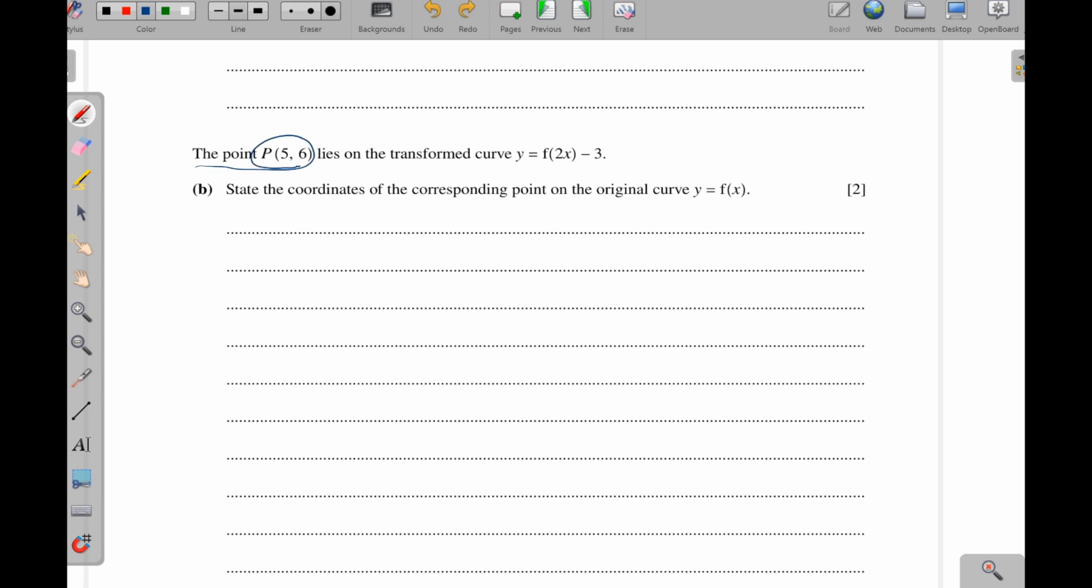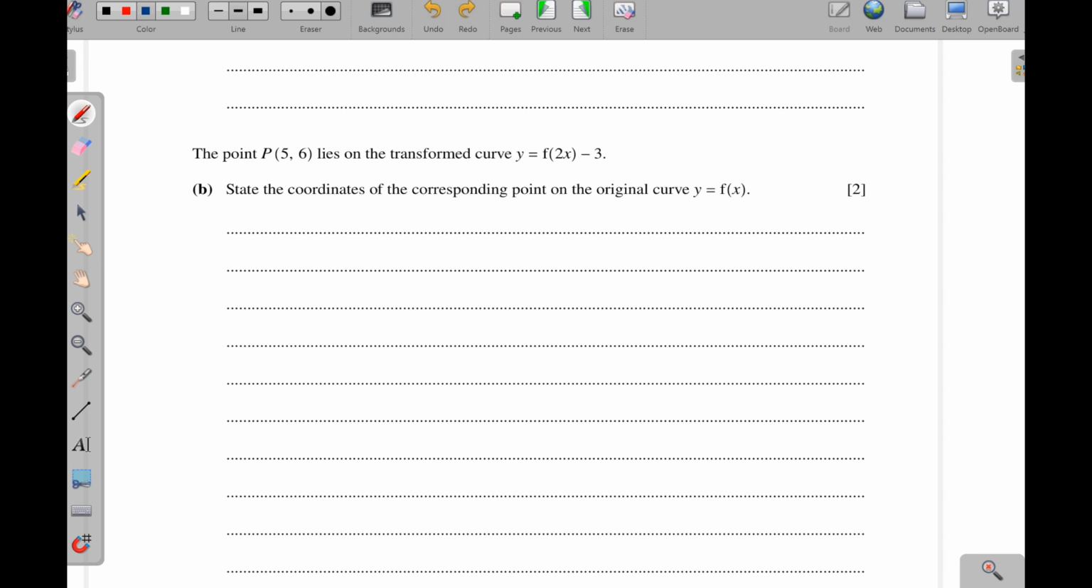Then the point P, which is (5, 6), lies on the transformed curve. Part B: State the coordinates of the corresponding point on the original curve. Okay, now remember, we have the original y coordinate, which we don't know, and this is the new one on the transformed curve. But remember, the y coordinate has changed by subtracting a 3 there. So that means the original one, if we are going back, then we have to add.